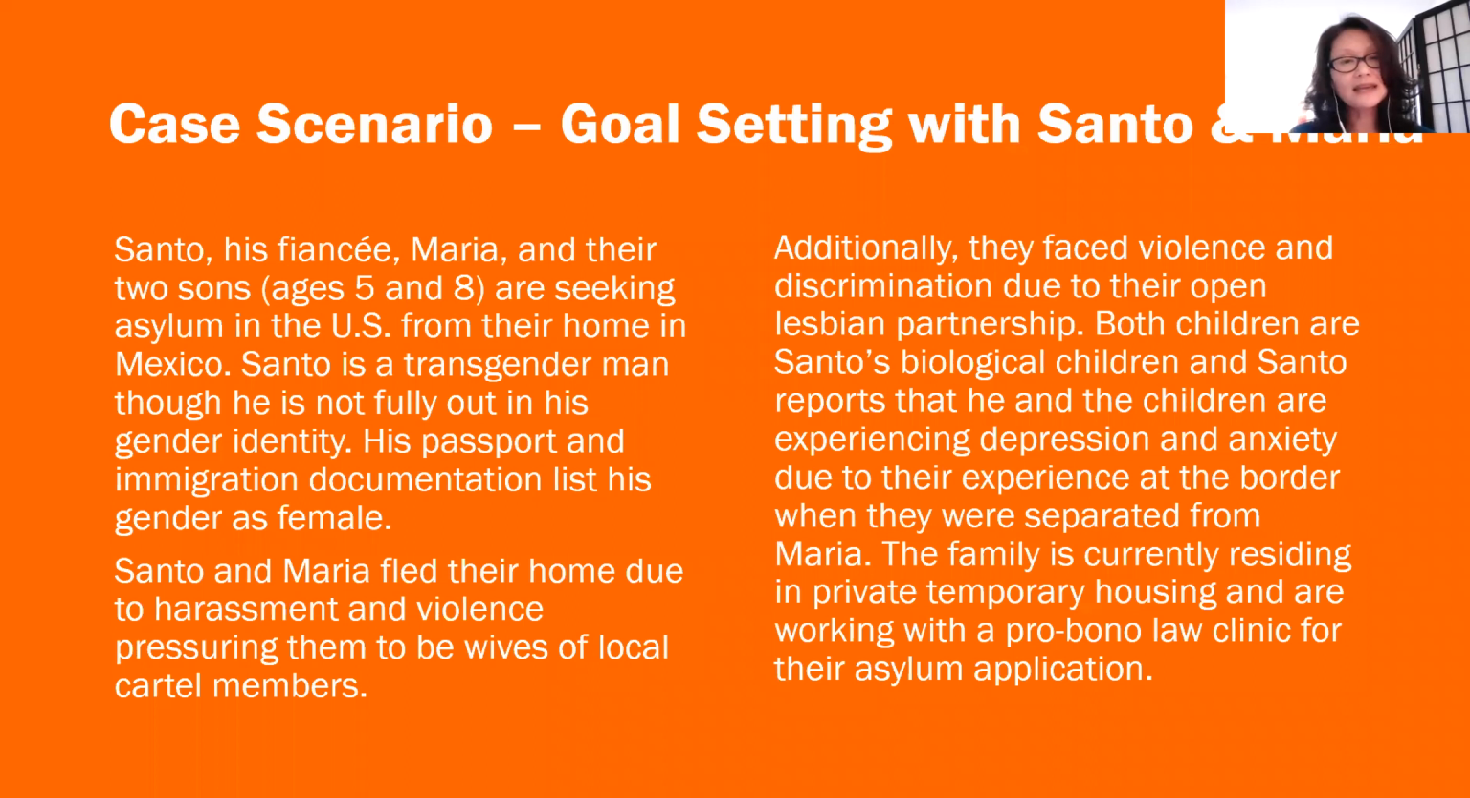Santo, his fiance, Maria, and their two sons, ages 5 and 8, are seeking asylum in the US from their home in Mexico. Santo is a transgender man, though he is not fully out in his gender identity. His passport and immigration documentation list his gender as female. Santo and Maria fled their home due to harassment and violence, pressuring them to be wives of local cartel members. Additionally, they face violence and discrimination through their open lesbian partnership.